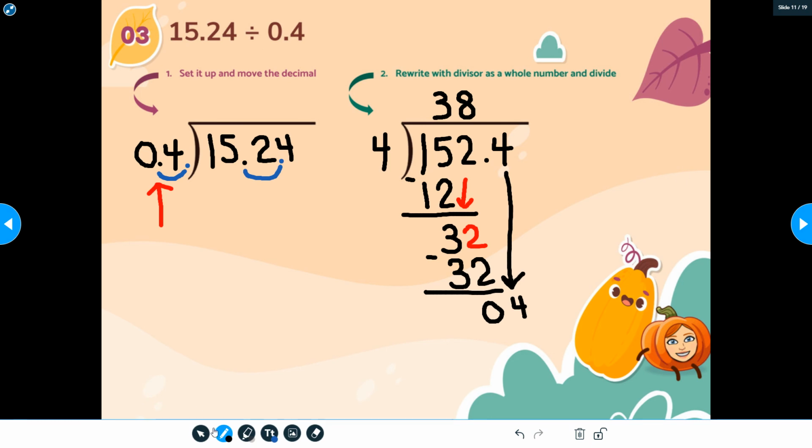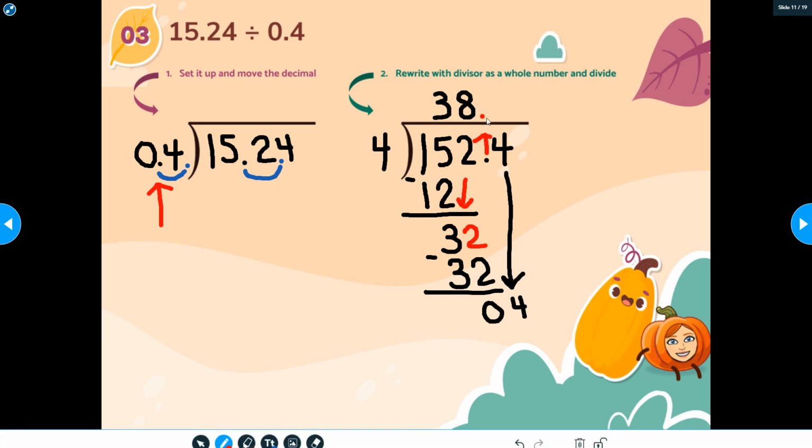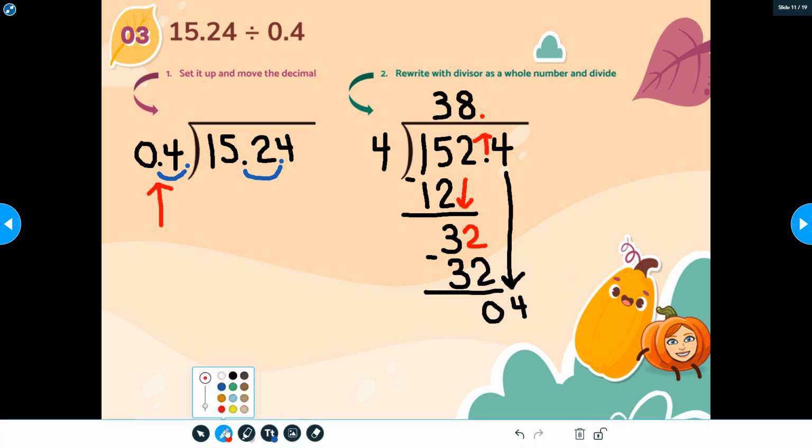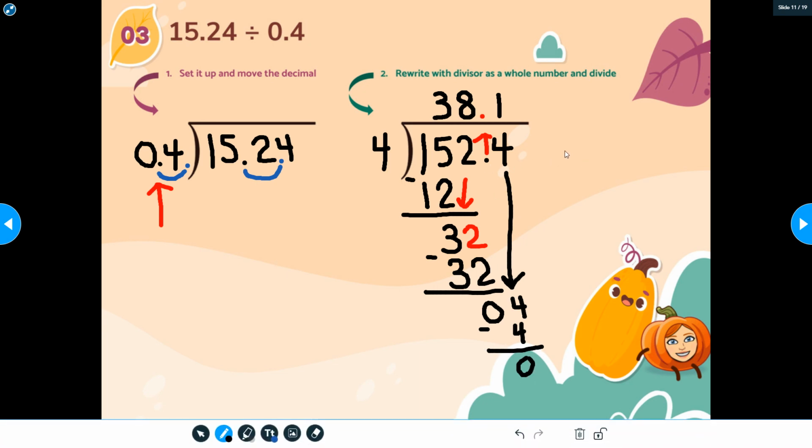4 goes into 4 one time. And I have to remember also to bring up that decimal point from the dividend into the quotient. And we said it went one time, right? So we put that in the quotient as well. 4 times 1 is 4. And now I truly have no remainder and I don't have any other numbers left in my dividend. So the final answer is going to be 38 and 1 tenths.